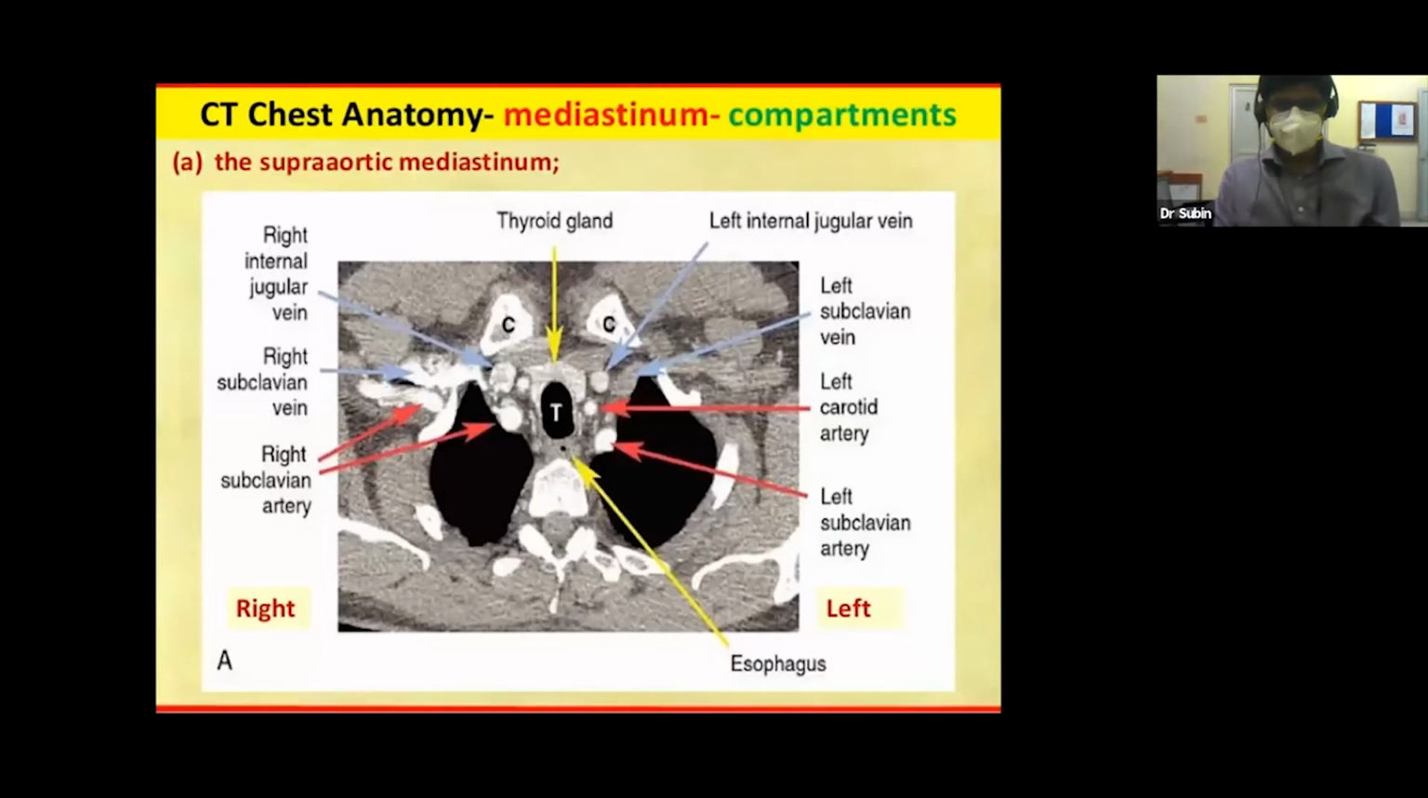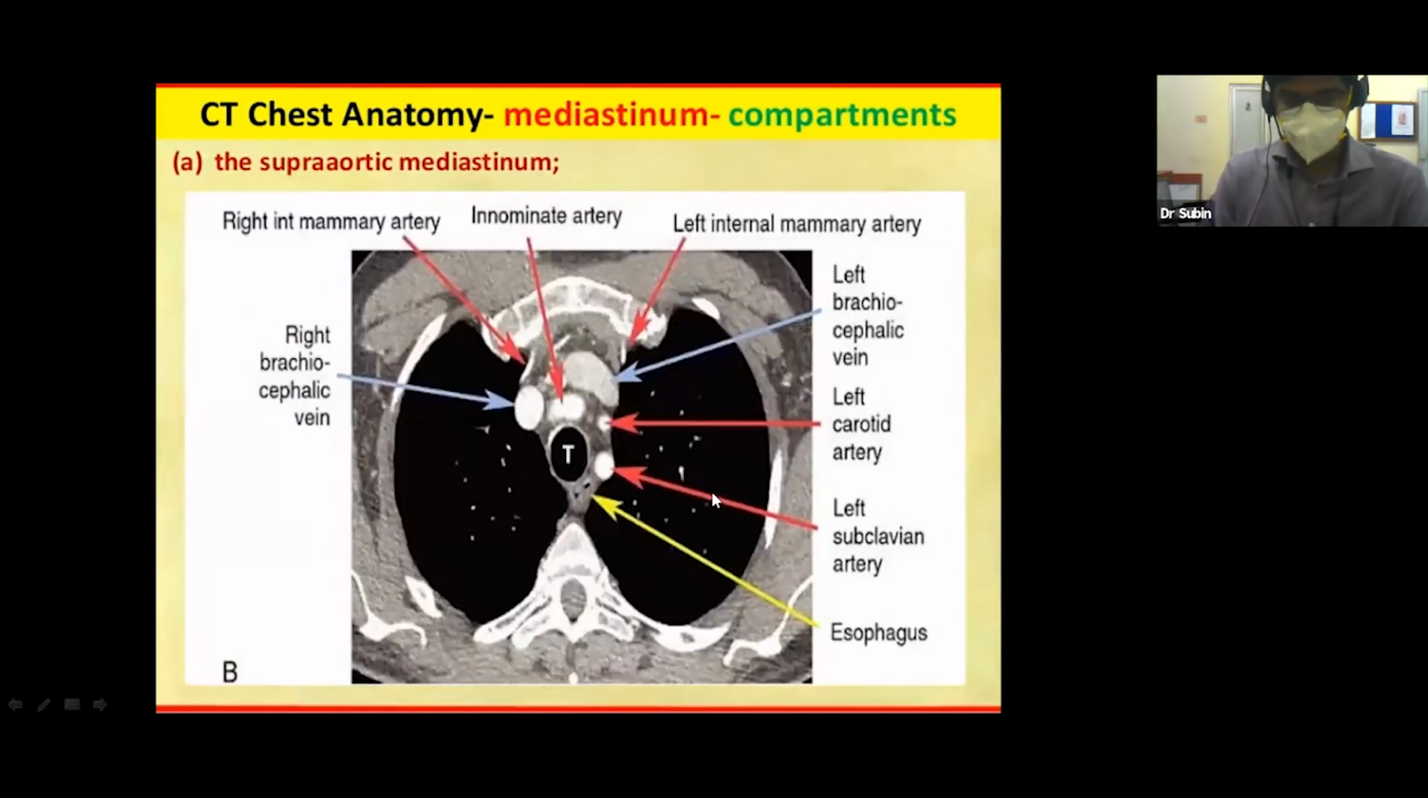So I'll just run quickly through a little bit of anatomy. This is the axial section. This is how an axial section will look. This is the superior part of the mediastinum, where you can see the trachea and the great vessels. You can see the subclavian arteries on both sides, the jugular veins, and the medial ends of the clavicle. And this is the apex of the lung.